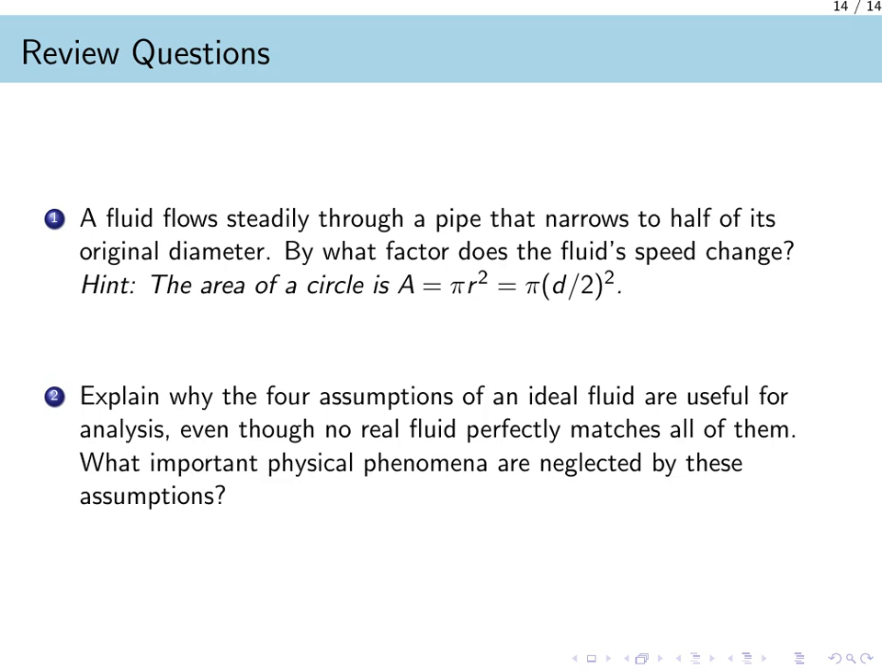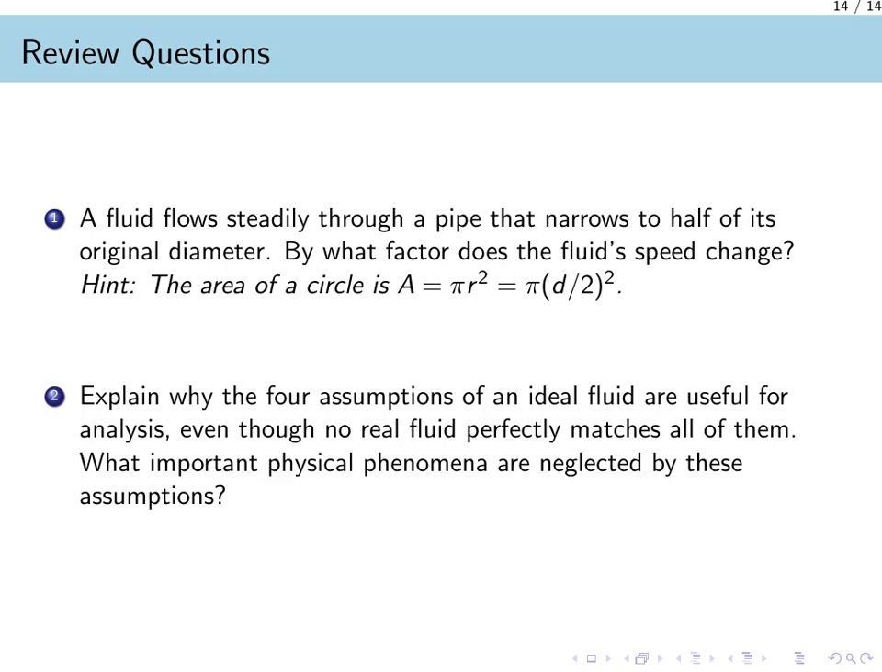To wrap up, let us check our understanding with 2 review questions. The first question is a direct application of the equation of continuity. Imagine a fluid in a pipe that narrows to half of its original diameter. By what factor does the fluid's speed change? To solve this, relate the change in diameter to the change in the cross-sectional area. A common pitfall is forgetting that the area is proportional to the square of the diameter, not the diameter itself. Use this relationship within the continuity equation, A1 times V1 equals A2 times V2, to find the new speed.